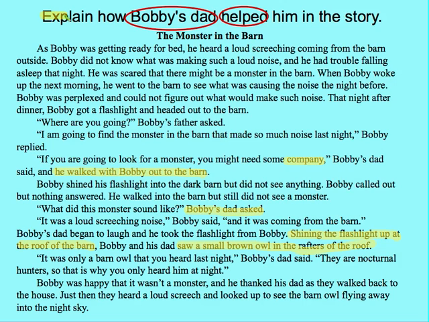Because it said explain, I knew I was going to probably be looking for an answer in more than one spot. So if I really wanted to explain all the ways that Bobby's dad helped him, I could say that first he offered him company and walked with him to the barn. Then he started asking questions to solve the mystery. And finally he solved the mystery by shining the flashlight up at the roof and making him see it was actually just an owl and not a monster at all.